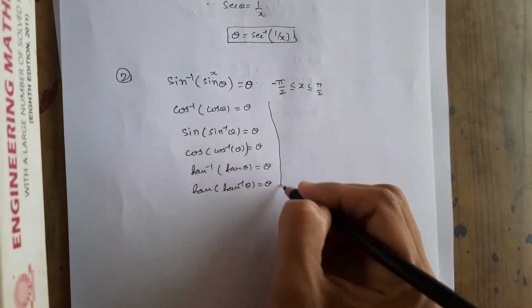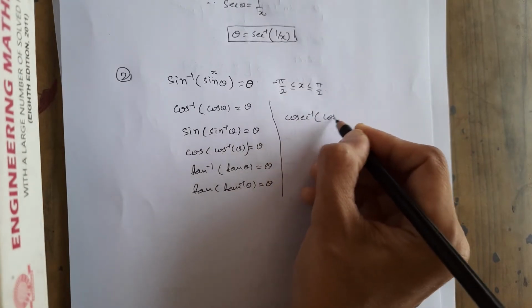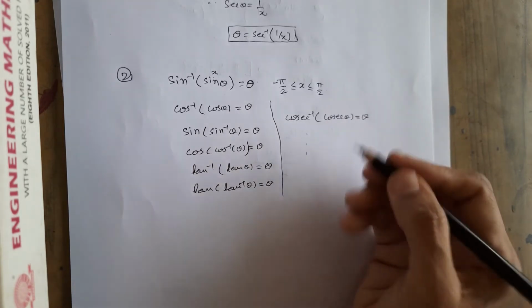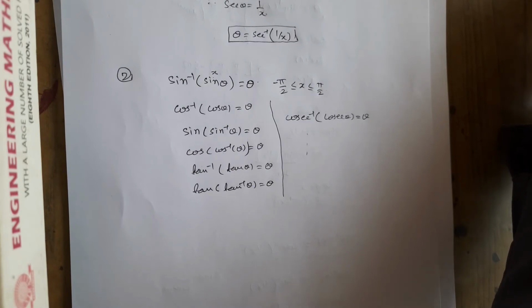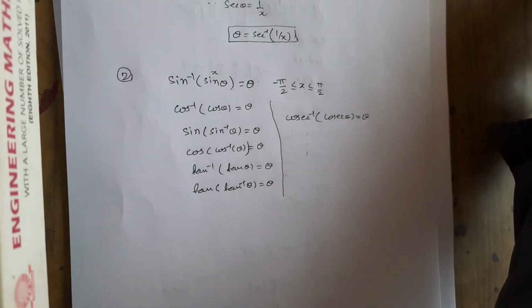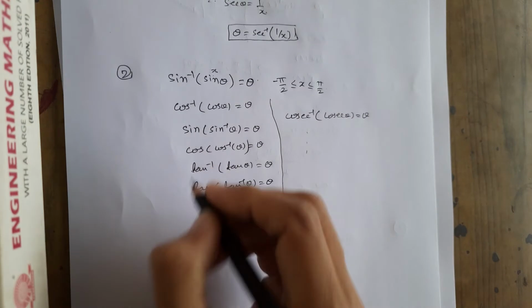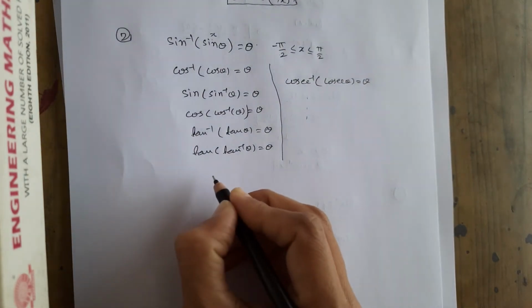Okay, similarly, cosec inverse of cosec theta equal to theta. Write down all the ratios for the other form also. Okay, so that's the second property. Try to prove this property. This is very simple. How will you prove this property? One I will show you, and the other you just try to solve by yourself.